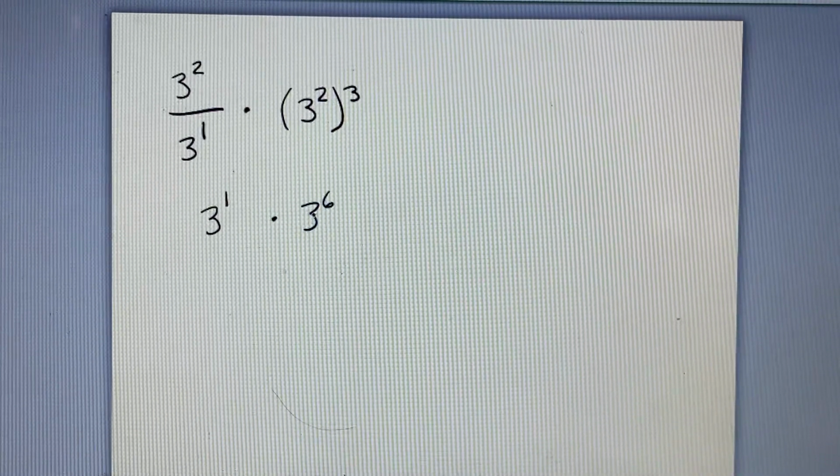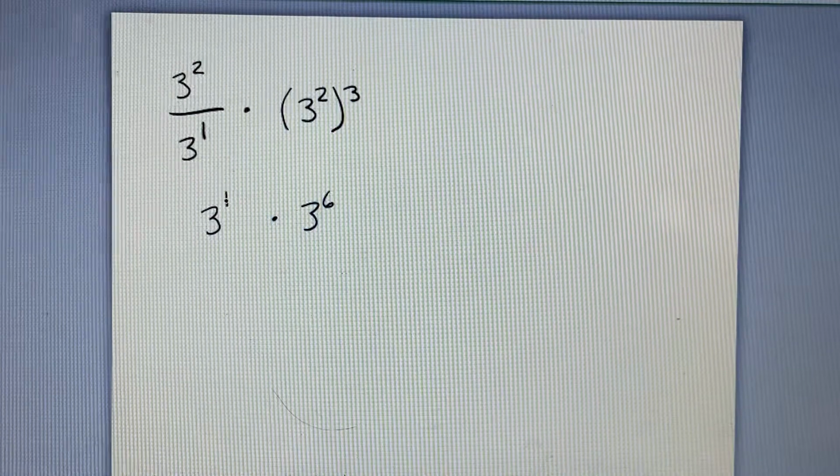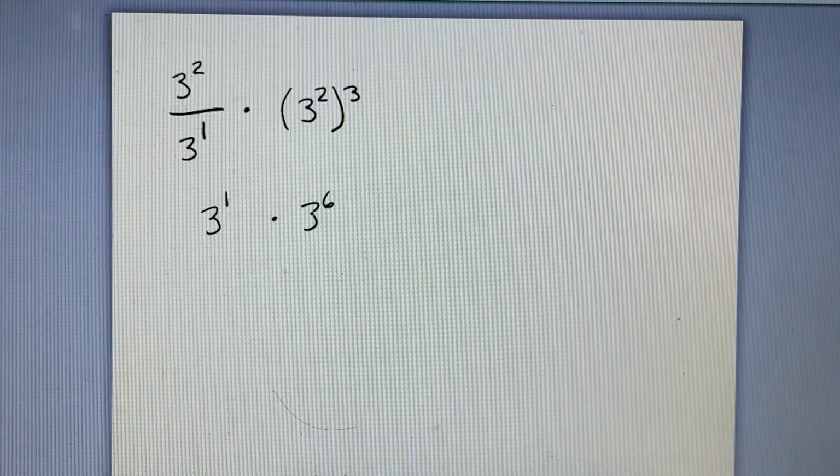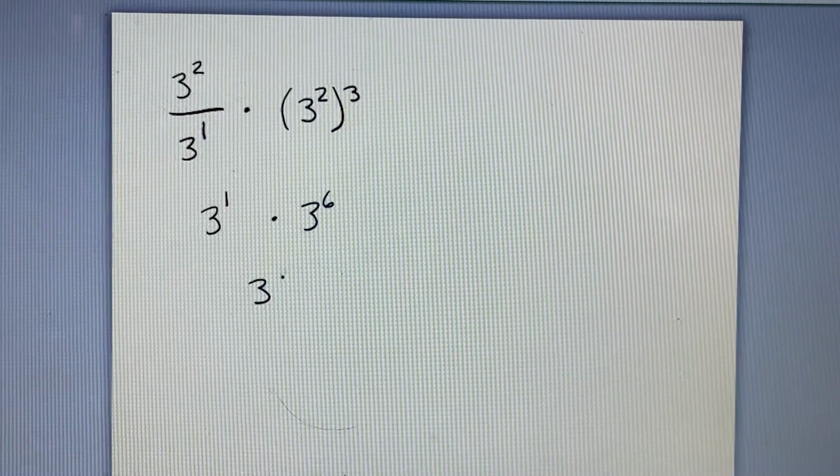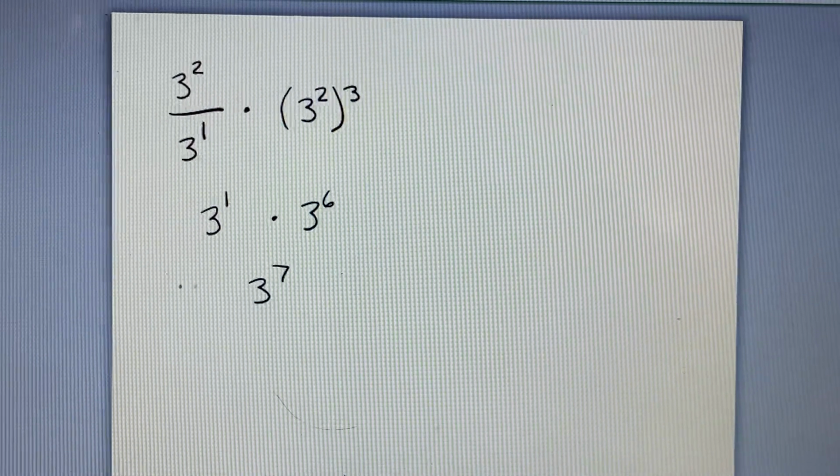All right, now I see that I have something that's being multiplied. So 3 to the 1st times 3 to the 6th. Add your exponents, 3 to the 7th.